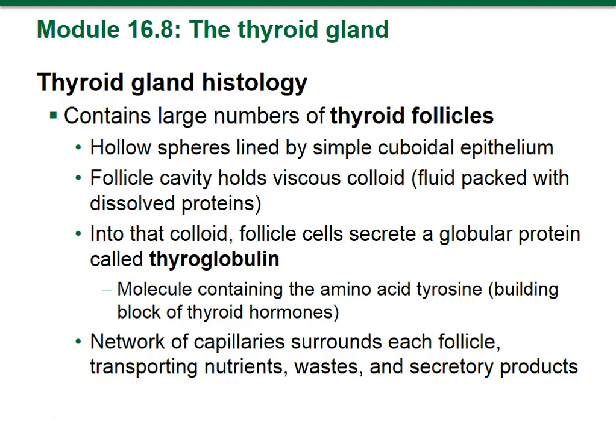It contains a lot of thyroid follicles. This is something else you'll want to look at in the laboratory in the slides. They're basically hollow spheres, lined by simple cuboidal epithelium. What does simple mean? One layer. The follicle cavity has a viscous colloid. And into that colloid, the follicle cells secrete a globular protein we call thyroglobulin. Thyroglobulin contains amino acids, in particular tyrosine. And surrounding each of the follicles, you have a network of capillaries. Their purpose is transport of nutrients, waste, and the secretory products.